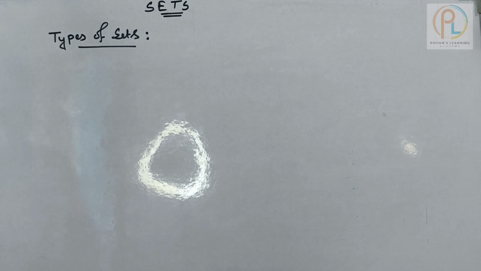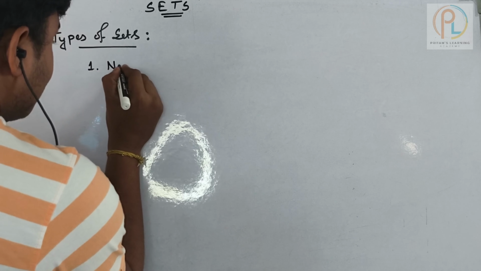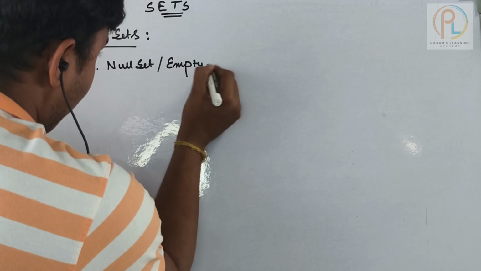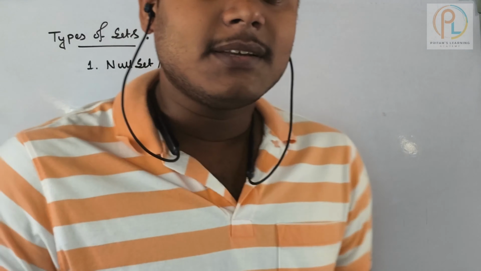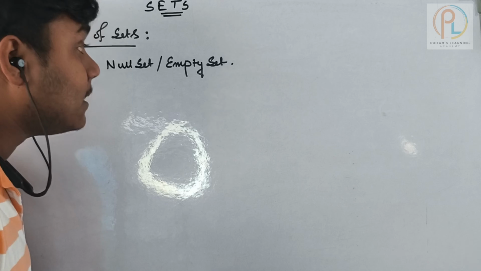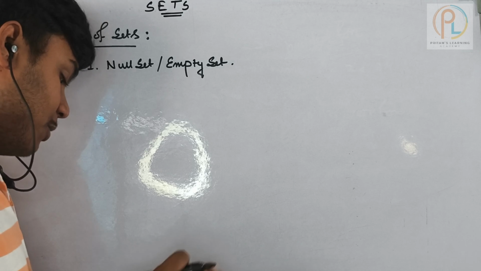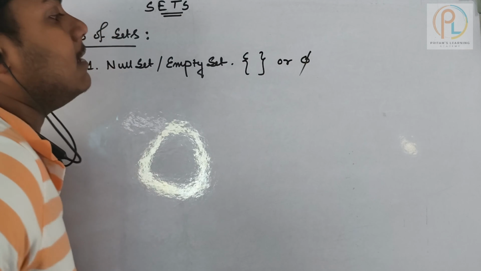Alright, now that you understand how to define a set, let's explore the types of sets. First, we have the null set or empty set. What does the null set mean? The sets which have no elements in them are called null sets or empty sets. We represent it as this or this.